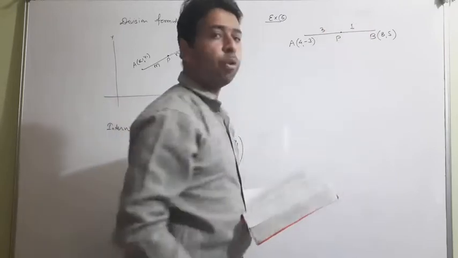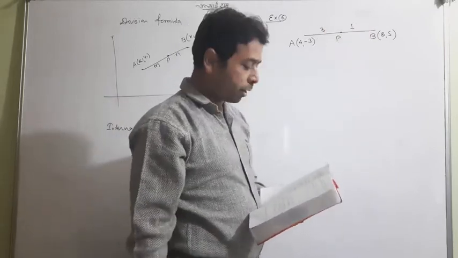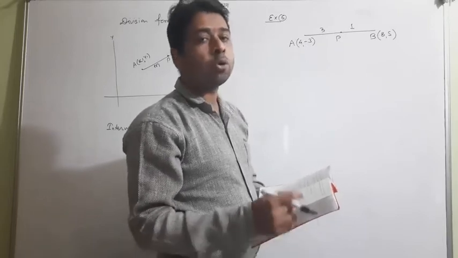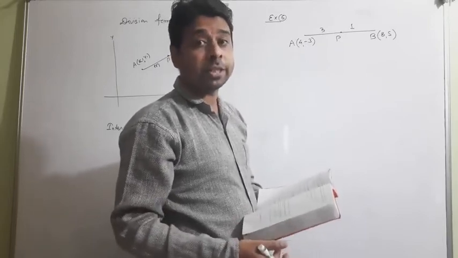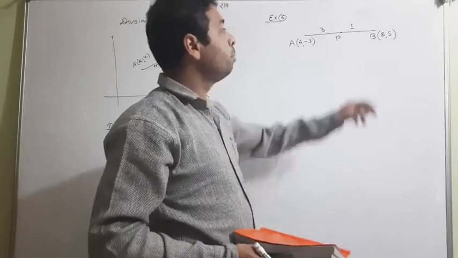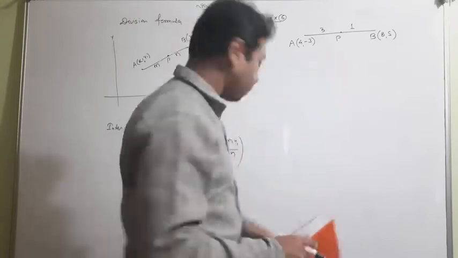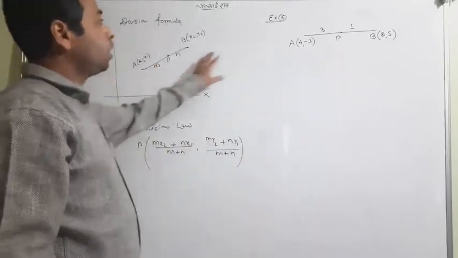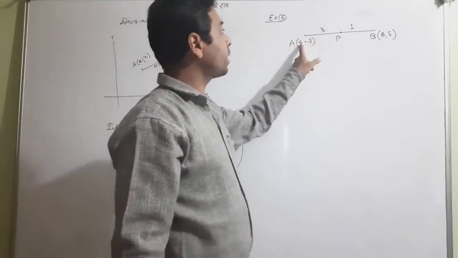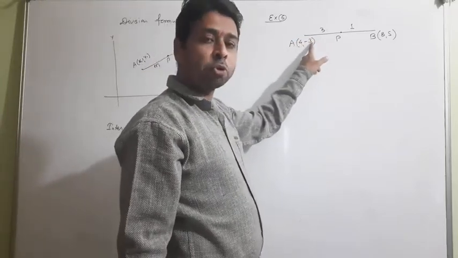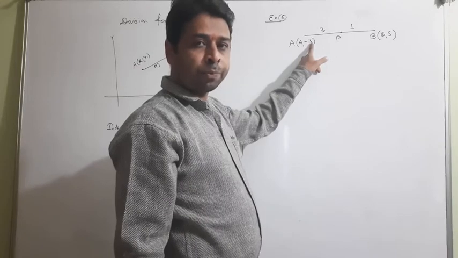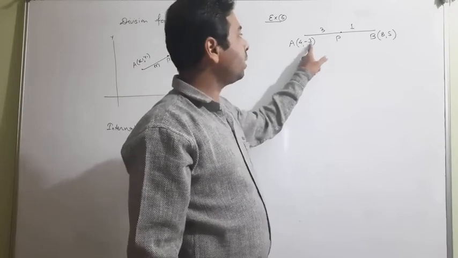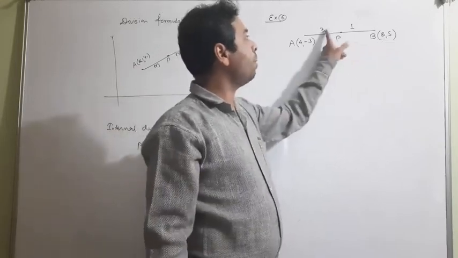What is the division point? The question says, find the coordinate of the point which divides AB in ratio 3:1. Meaning we have to find the coordinate of point P. So it looks very similar. This is called x1 y1. We need not write it specially, we don't need to compare at all. That is x1 y1, x2 y2. It is m, it is n.